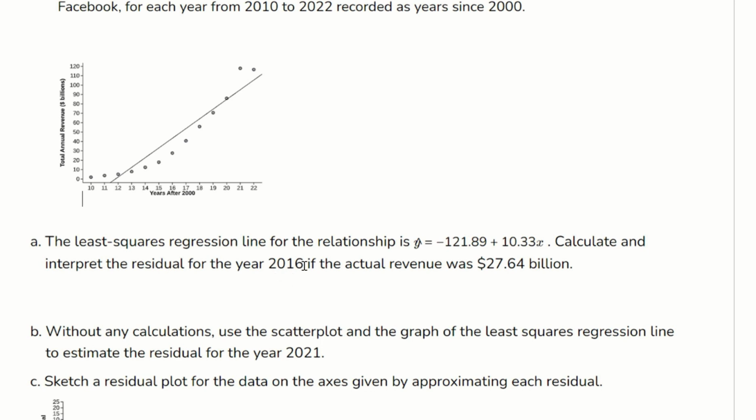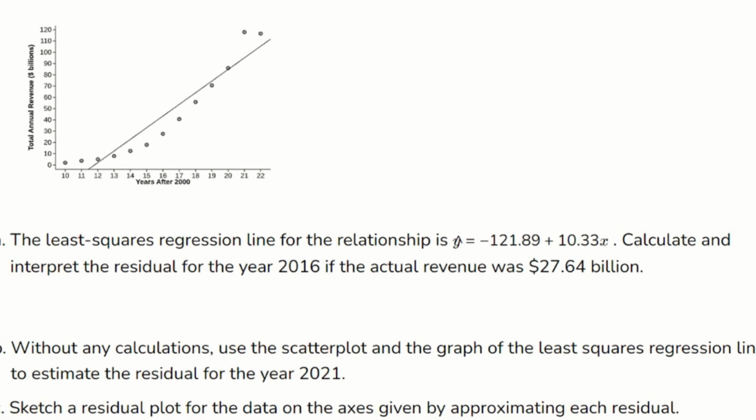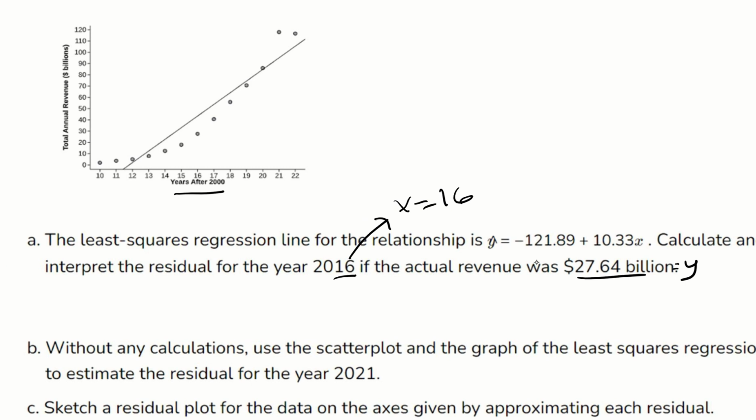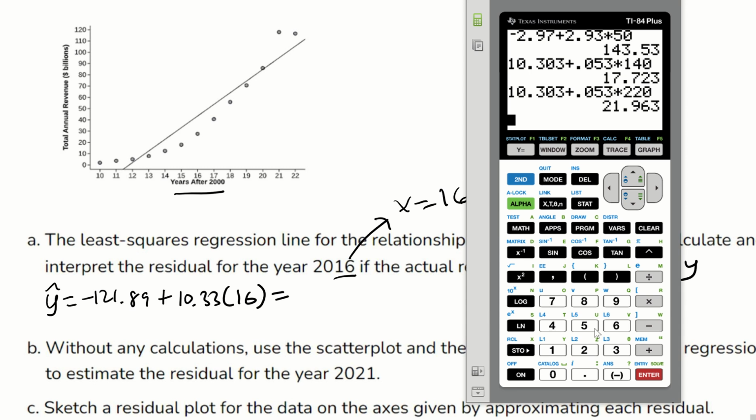Calculate and interpret the residual for the year 2016 if the actual revenue was 27.64 billion. So this is the y, that's the actual. And then it says interpret the residual for the year 2016. This means that the years after 2000, that means x is equal to 16, right? 16 years after the year 2000. That's what x represents. So 16. All right, so let's go ahead and plug it in. So y hat equals negative 121.89 plus 10.33 times 16 for x. See what that is.